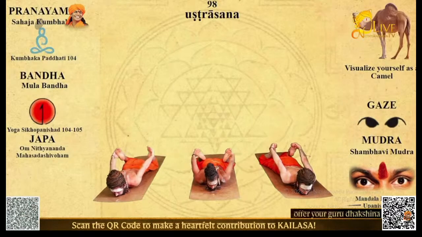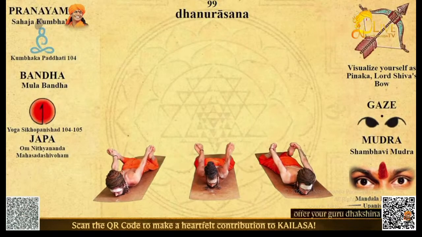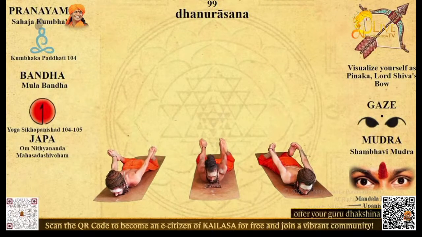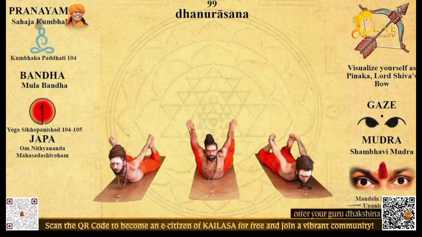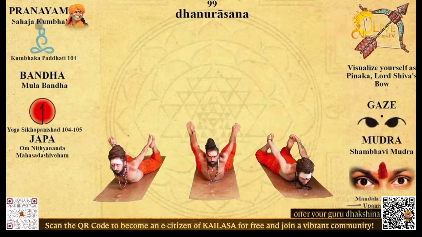The next asana is Dhanurasana. As you still holding the feet with the respective hand, simultaneously lift the chest and the legs up. Visualize Shiva's bow in your space as you gaze to the third eye.